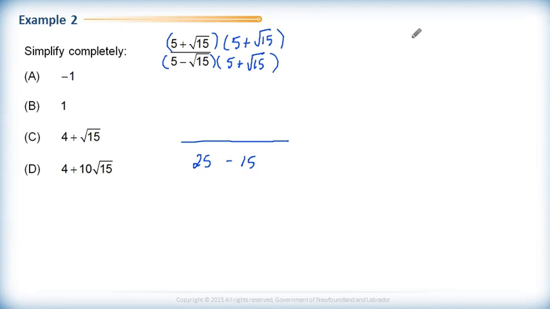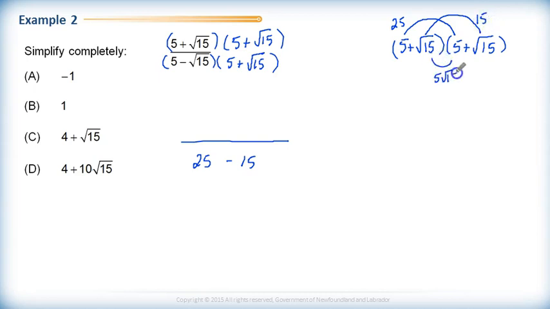In the top, however, we've got a little bit of work to do with FOIL, or Benny binomial, as I affectionately know them. Here we go. We got 5 times 5 is 25. Root 15 times root 15 is 15. Then we have 5 root 15 here and 5 root 15 there. Good old Benny's giving us a good smile. So we've got in the top 25 plus the 15 plus the two 5 root 15s to give us 10 root 15.